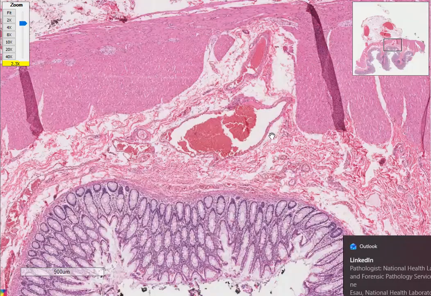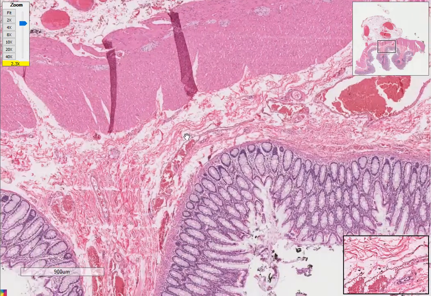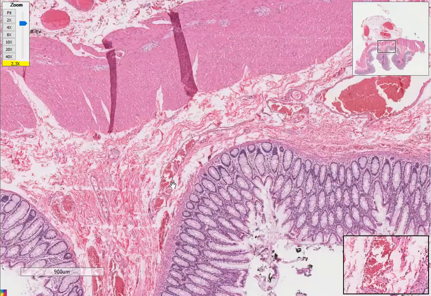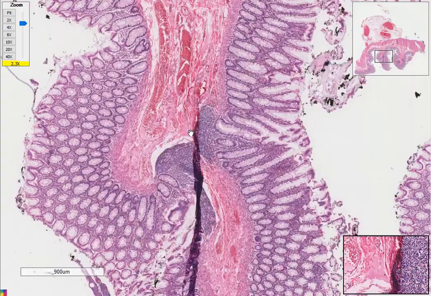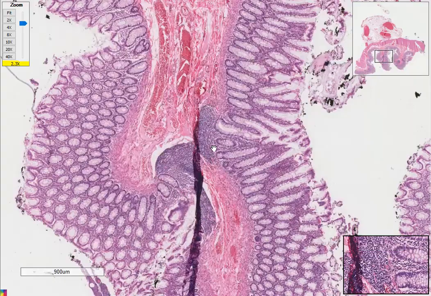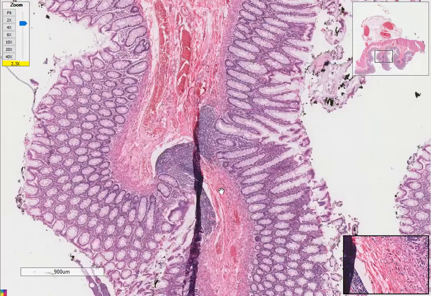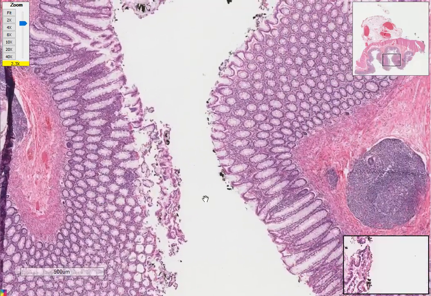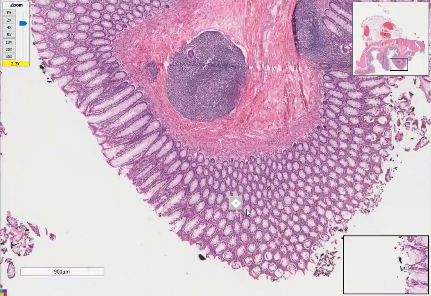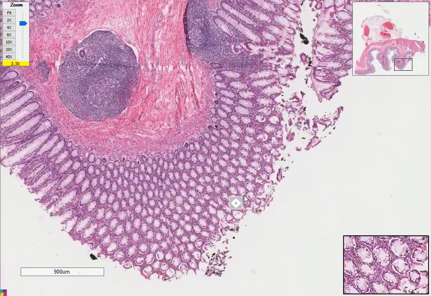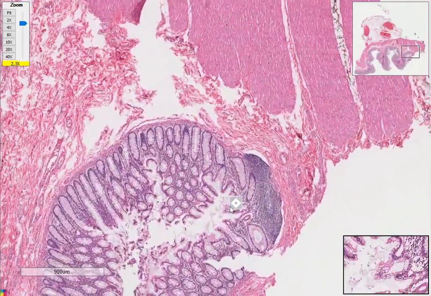Here's a blood vessel here. There is another blood vessel there. Oh, here's another immune follicle here, which is helpful. So maybe I can just leave you. I'll just peruse through this slowly so that you can see the beauty of the large bowel. Okay, there's an immune cell here.